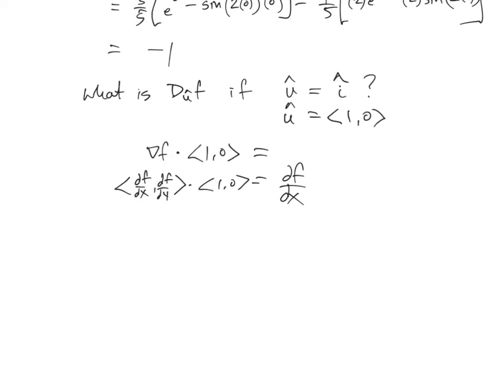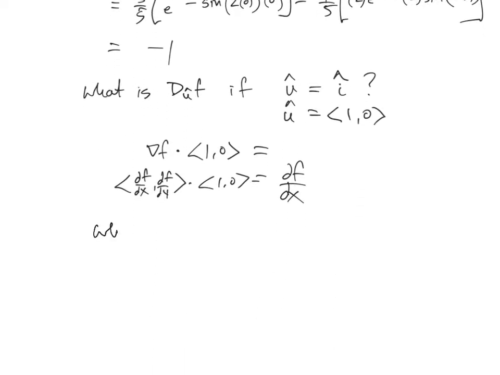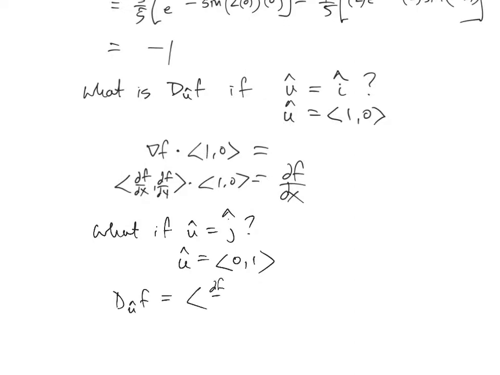And what about if û is equal to ĵ? Well, û is equal to (0, 1), which means the directional derivative in that direction of my function is simply the partial derivative of my function with respect to y. So the partial derivatives we first learned are just special cases of the directional derivative. That's all I'm getting at.